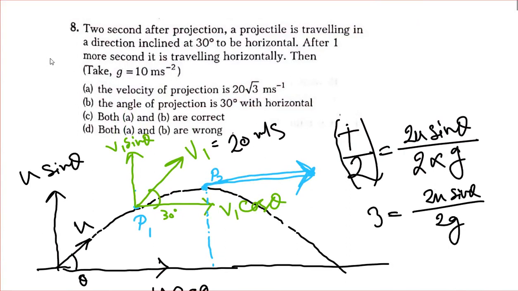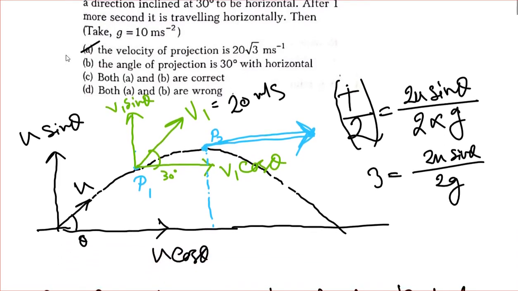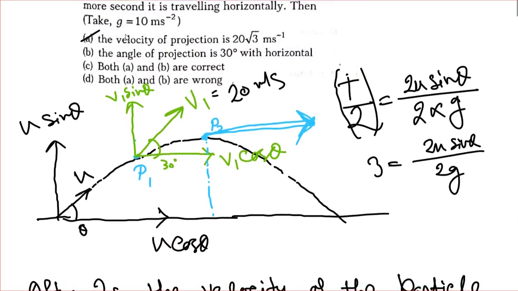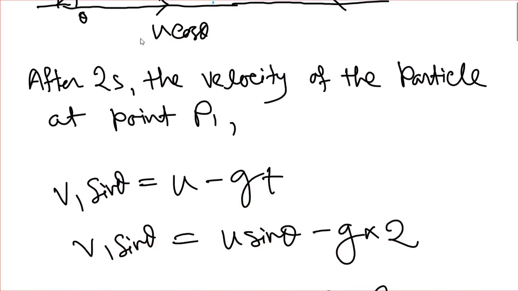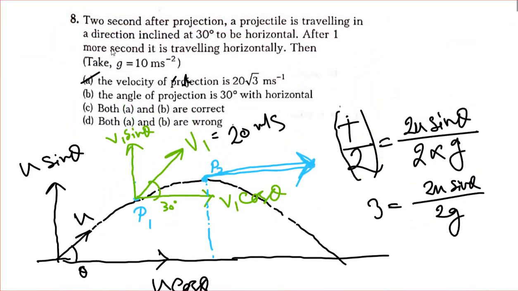Okay, so option A is the correct statement, and both A and B are correct. And angle of projection, what is the angle of projection? Angle of projection is 60 degree, so it is not correct. So there is no angle of projection, it is wrong. So angle of projection, so both A, B wrong, so only option A is correct.